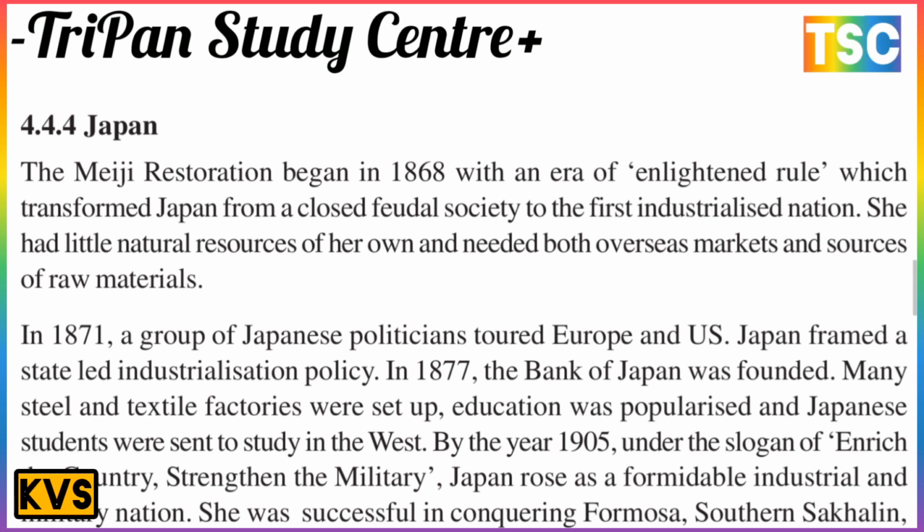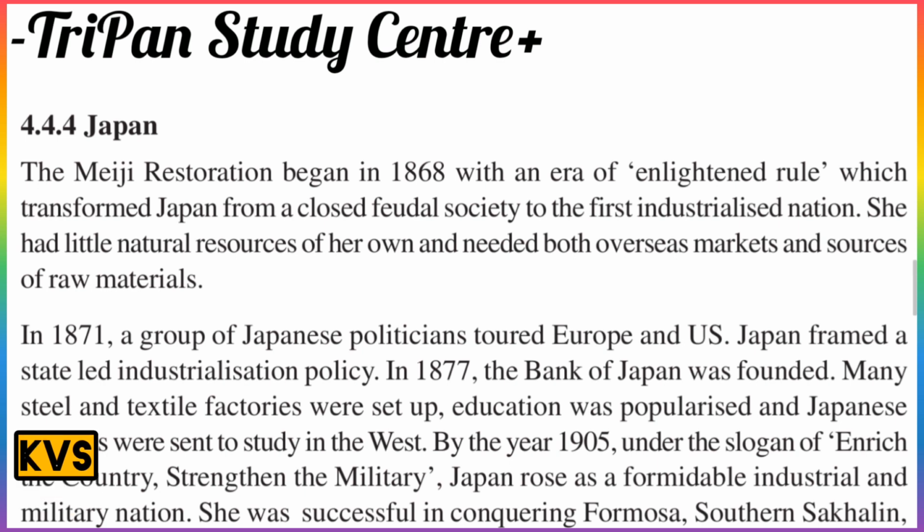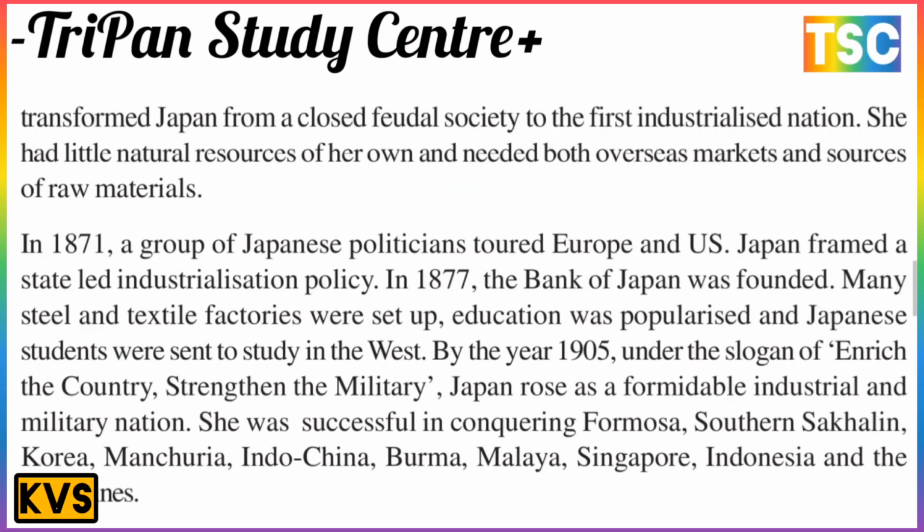In 1871, a group of Japanese politicians toured Europe and the USA, and Japan framed a state-led industrialization policy. In 1877, the Bank of Japan was founded, and many steel and textile factories were set up in this period. Education was popularized, and Japanese students were sent to study in the West. By 1905, under the slogan of "Enrich the country and strengthen the military," Japan rose as a formidable industrial and military nation. That is important.